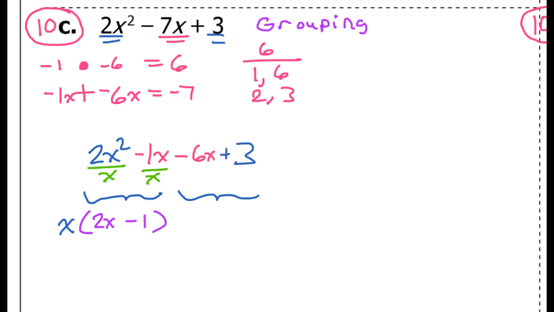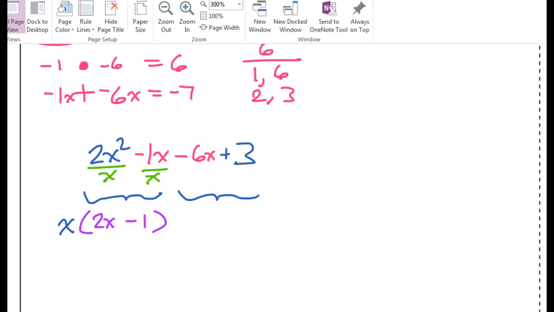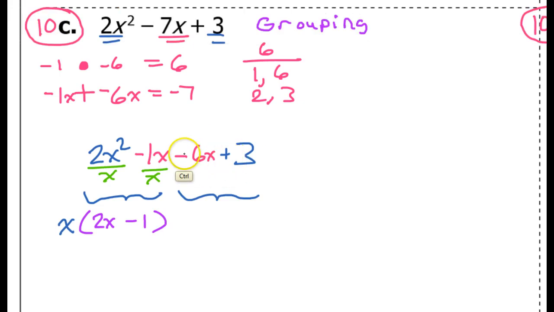Next, I turn my attention to the other pair of terms. What's the GCF? Well, both of these are divisible by 3. So I'm thinking that 3 is the GCF. However, because the first term is negative, I'm going to go ahead and call it -3. And then I'm going to have parentheses with the leftovers.